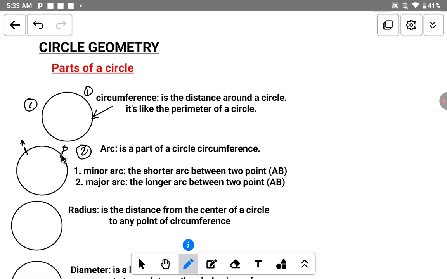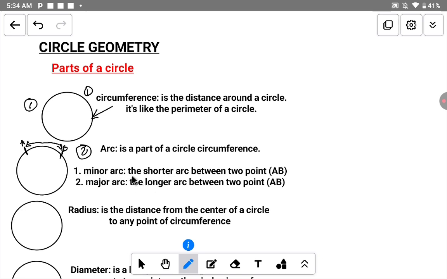An arc is a part of the circumference of a circle. If this part is cut out, then from this point to this point, from this place to this place, it is an arc. From A to B, it is an arc. Now, arcs have two types: we have the major arc and we have the minor arc.